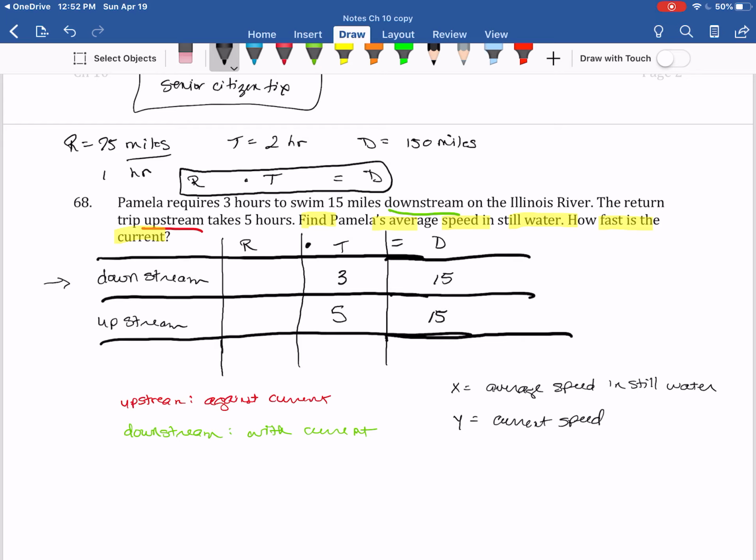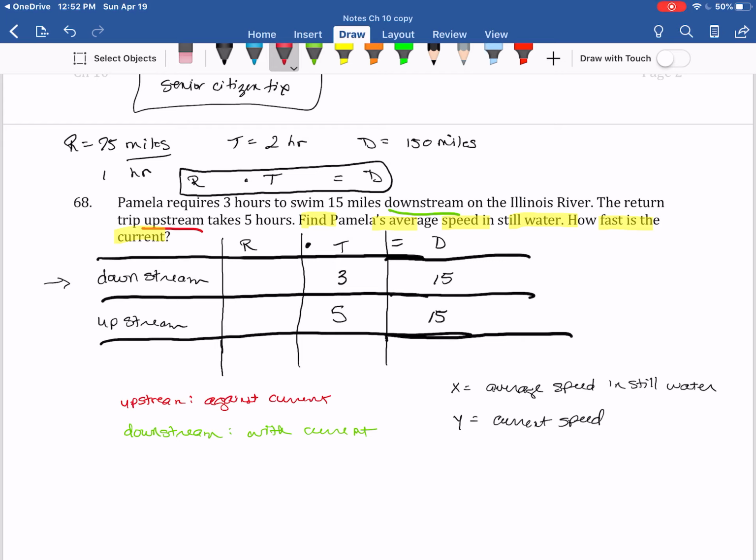Now think about swimming upstream. That's the red underlined piece. When you're swimming upstream, that means you're against the current, okay? If you're swimming against the current, are you going to be traveling faster or slower than you would have in still water?